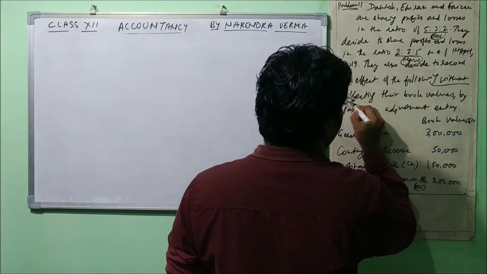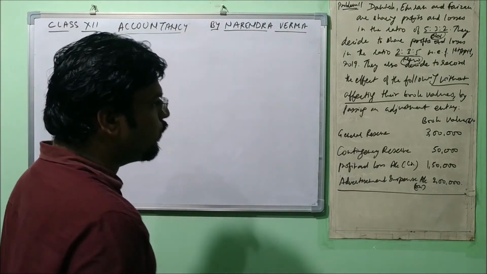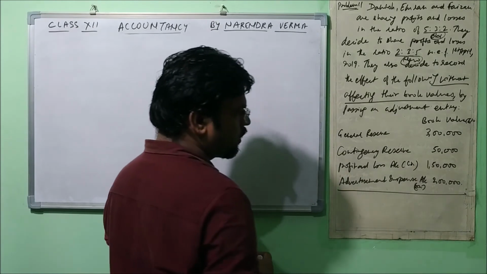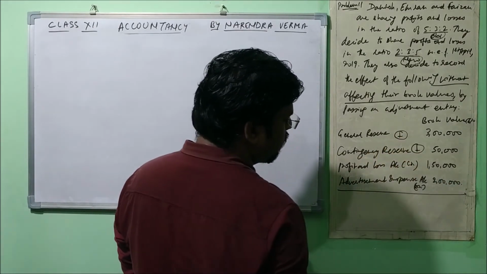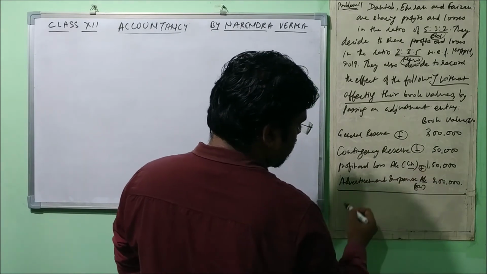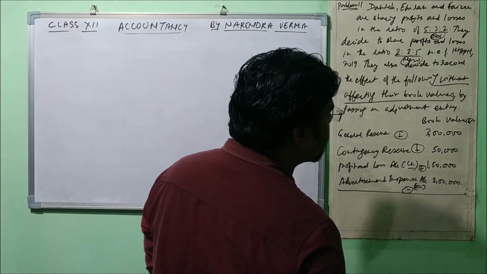See, without affecting their book values by passing an adjustment entry. So this is the clue. Okay, so what are the values? General reserve, this is positive. Contingency reserve, that is positive. Profit and loss account, credit, means positive. Advertisement suspense account, debit, means negative, that is the accumulated loss.